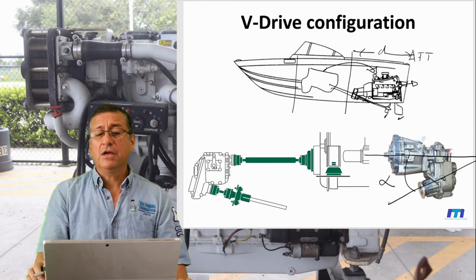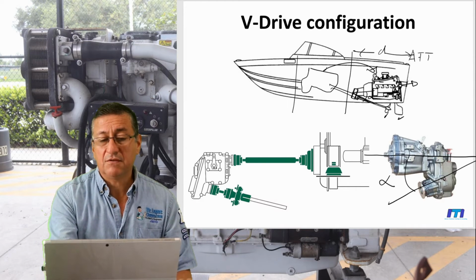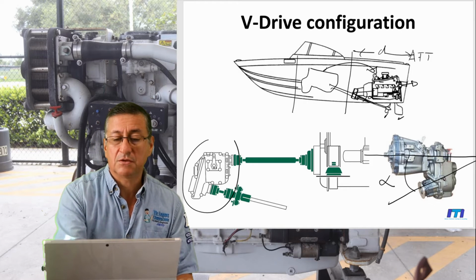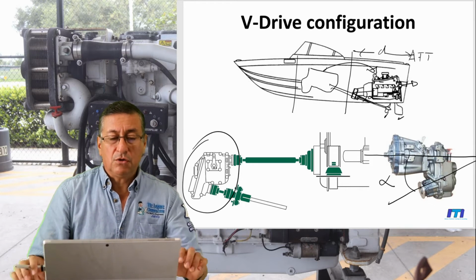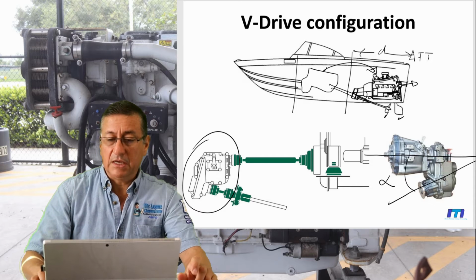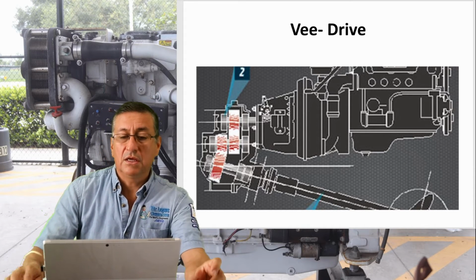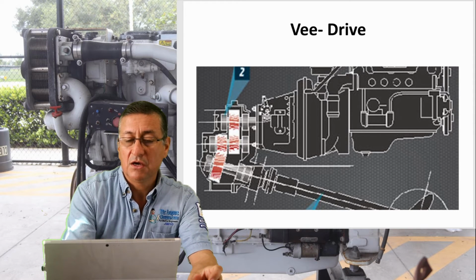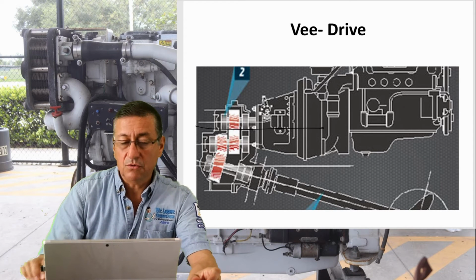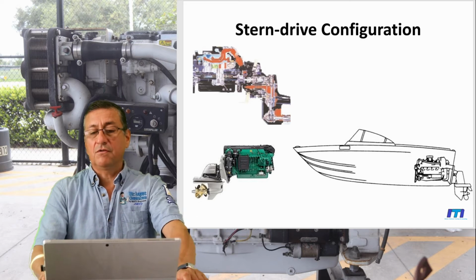There are different configurations in order to create the V-drive transmission. Look at the V-drive transmission. And we are going to talk later about that situation. This is the other schematic of the V-drive. This is a good schematic about the V-drive configuration.